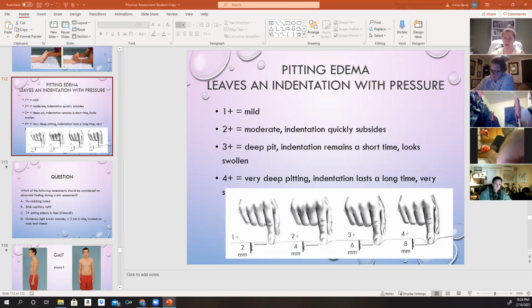You can have +1, which is mild. If you look down here on the image, you can see the person where the hand's going down for +1, it's just barely pushing down. +2 goes down deeper, +3 goes down even deeper, and +4 goes really down a lot lower. And it takes a long time, that indentation stays for a while, and that means you're very, very swollen. You're retaining fluid.